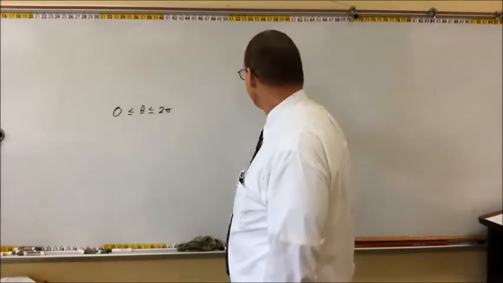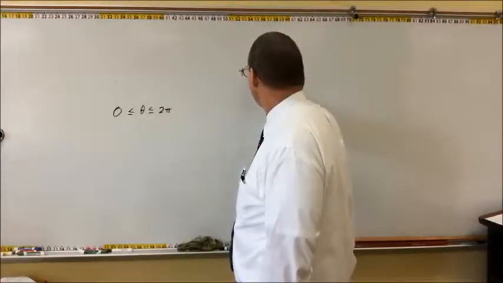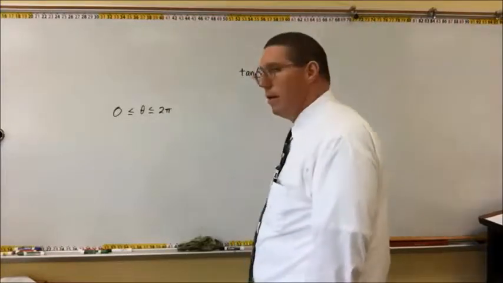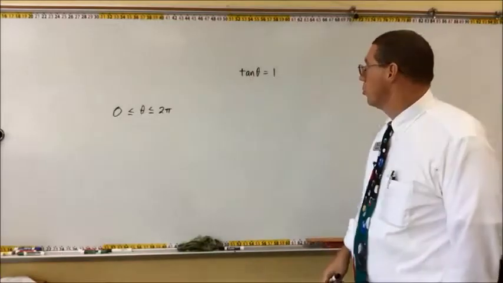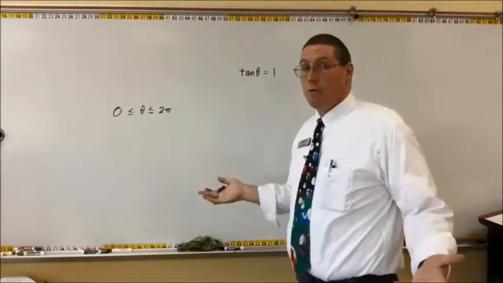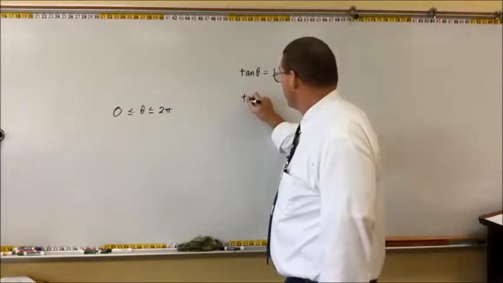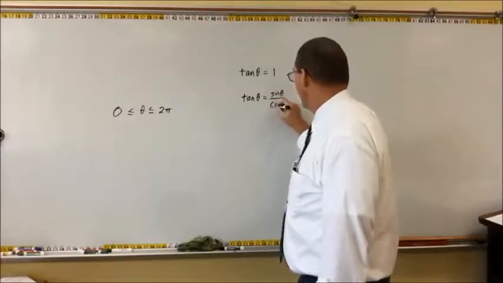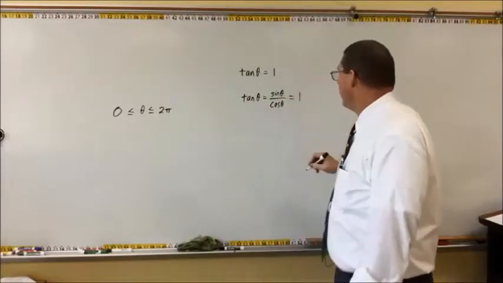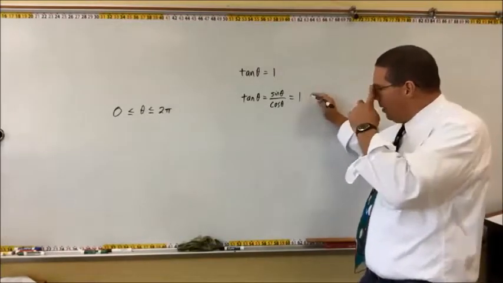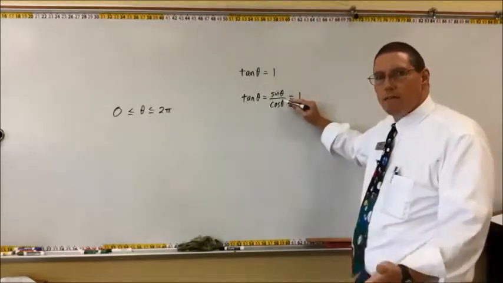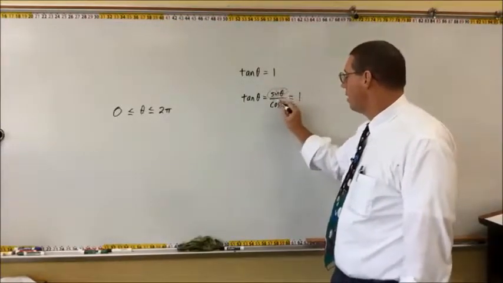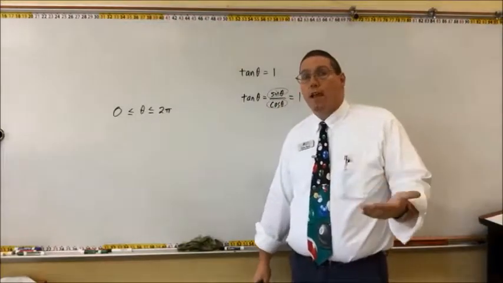Let's say, how about where tangent of theta is equal to 1? Let's find where tangent of theta is equal to 1. Well, we've got to convert this into sine and cosine. So tangent of theta is equal to sine of theta over cosine of theta. And that's equal to 1. Now, you have to think to yourself, this is now a division problem, when does division equal 1? Well, division equals 1 when the top and the bottom are the same number.